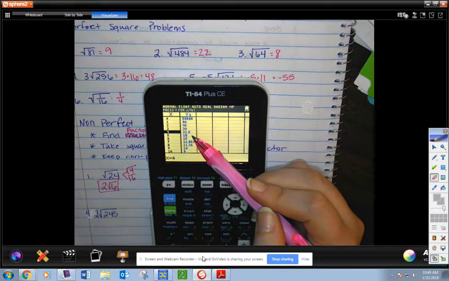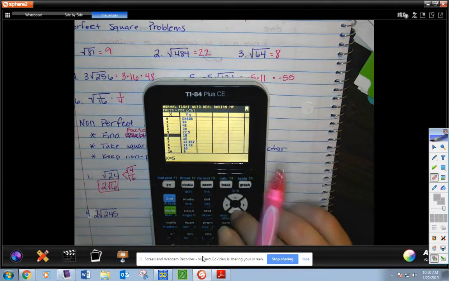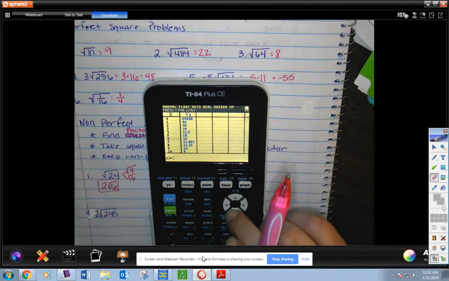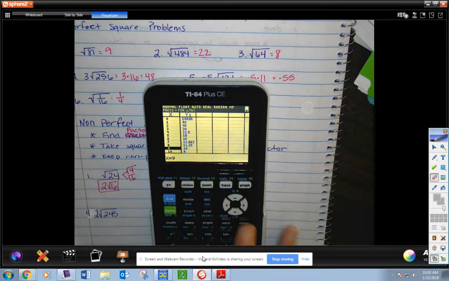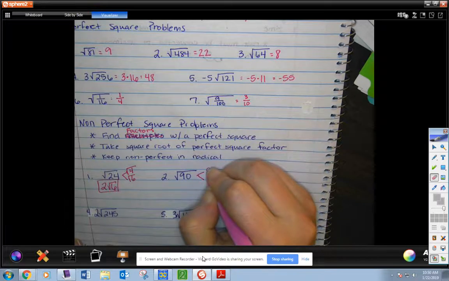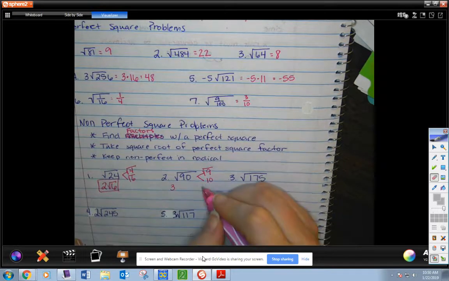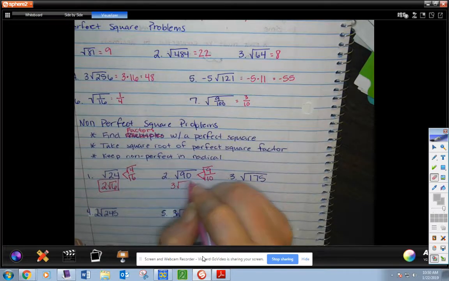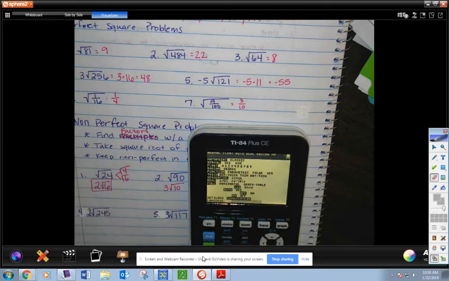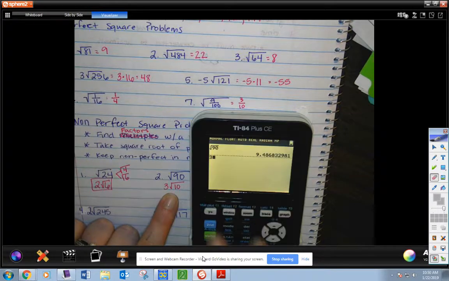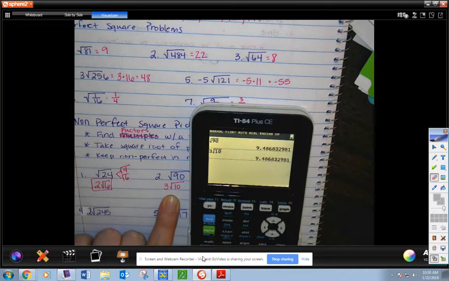I can't use 4 because of the decimal. 5 and 18, not perfect squares. 6 and 15, not perfect squares. Decimal, decimal. 9 and 10. 9 is a perfect square. So I'm going to use 9 and 10. I'm going to take the square root of 9, which is 3. Take the square root of 10. It's not perfect, so I leave it alone. So now I'm going to come back to my calculator, and I'm going to do 3 square root of 10 and see if I get the same decimal. If I do, my answer's right.